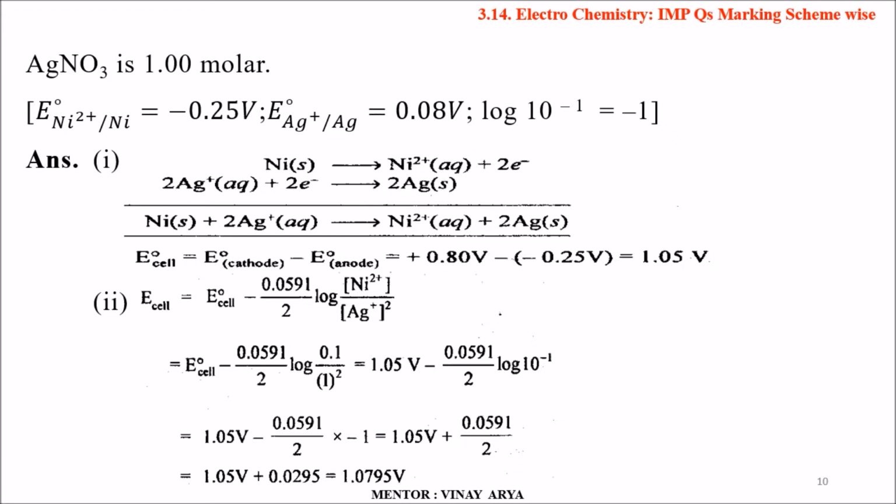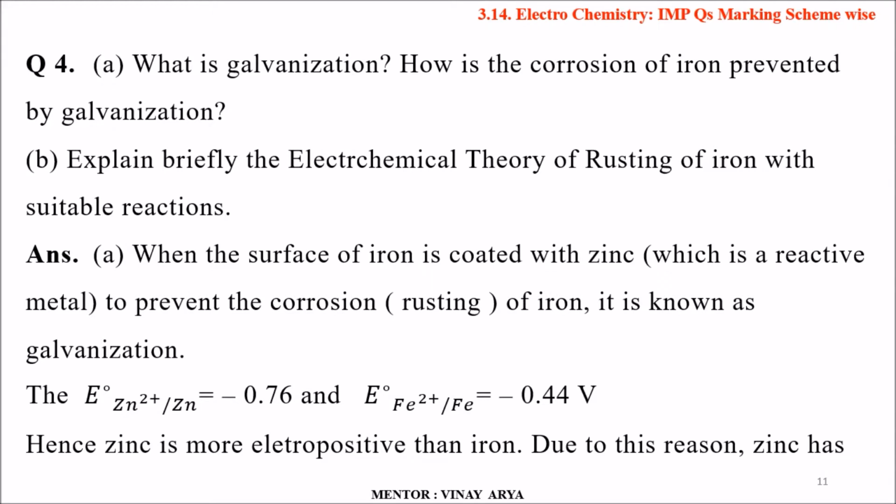Then on simplification, E cell is equal to 1.05 volt minus 0.0591 upon 2 log of 0.1 upon 1 square, which is equal to 1.05 volt minus 0.0591 upon 2 log 10 to the power minus 1, which is equal to 1.05 volt minus 0.0591 upon 2 into minus 1, which is equal to 1.05 volt plus 0.0591 upon 2. On simplification becomes equal to 1.05 volt plus 0.0295, which is equal to 1.0795 volt, which is the desired answer which we require.